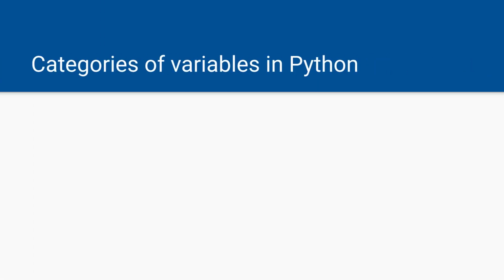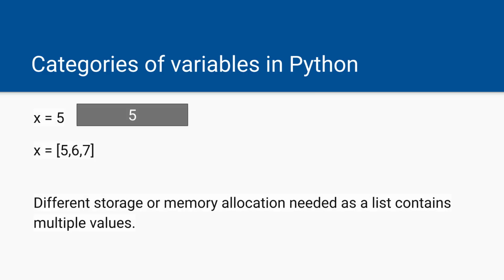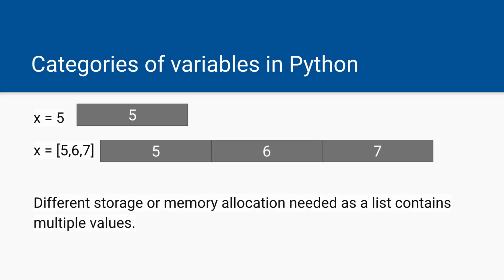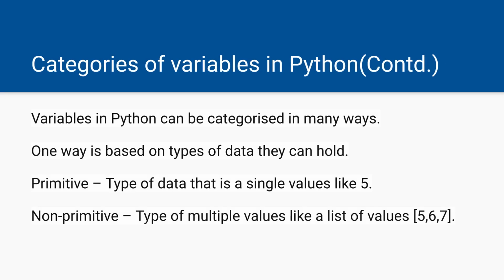Variables can be categorized based on how many values they hold. For a single value, like x equals 5, a specific memory size is allocated. For multiple values, like a list, x equals 5, 6, 7, different storage or memory allocation is needed. Variables in Python can be categorized based on the types of data they hold. Primitive data types hold a single value, like 5. Non-primitive types hold multiple values, like a list, 5, 6, 7.